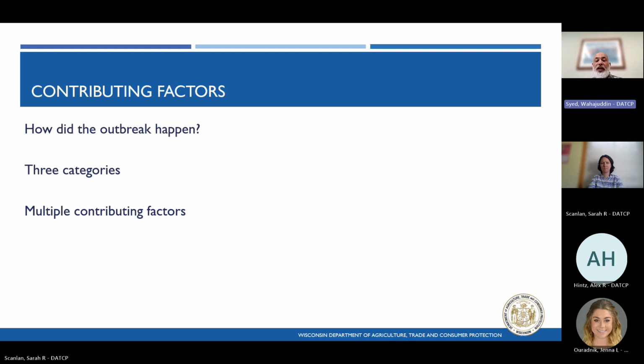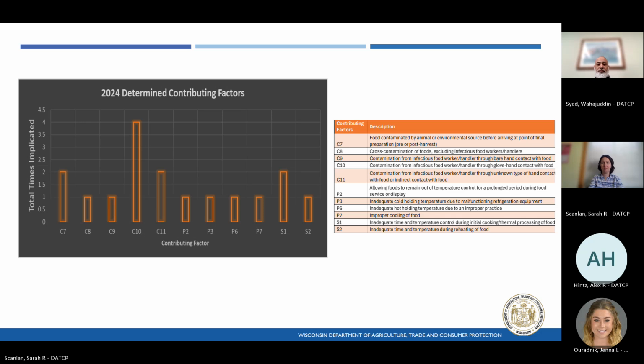When determining contributing factors in an environmental assessment, the entire investigation team, from epidemiologists to communicable disease nurse, the laboratory specialist, and sanitarian, should contribute to the conversation. Next, Sarah will discuss contributing factors determined in 2024 and information about some of the outbreaks. Thank you, Wahaj.